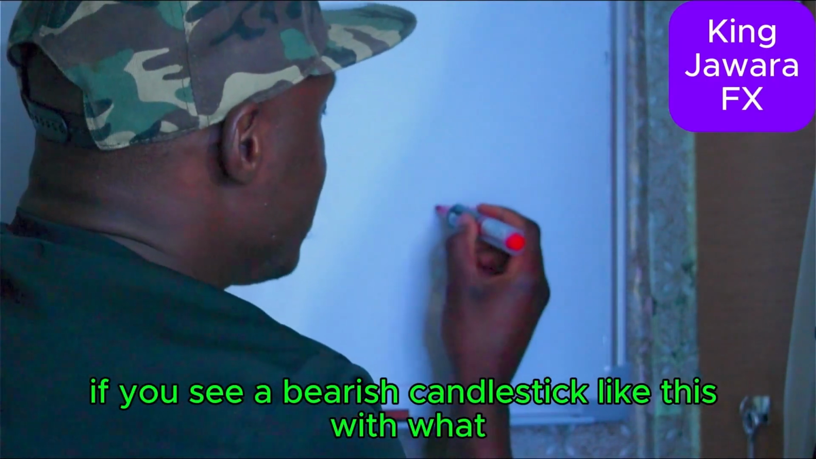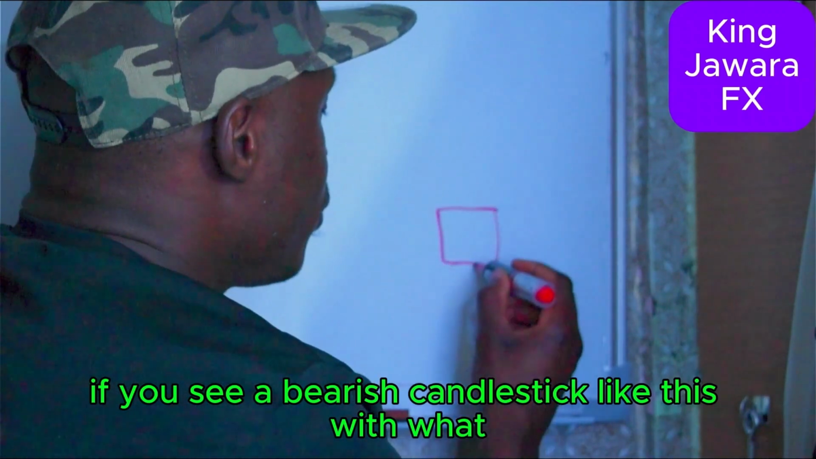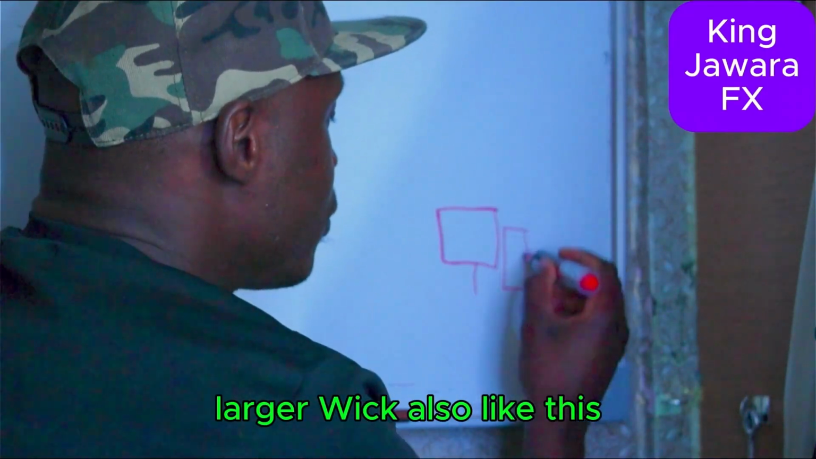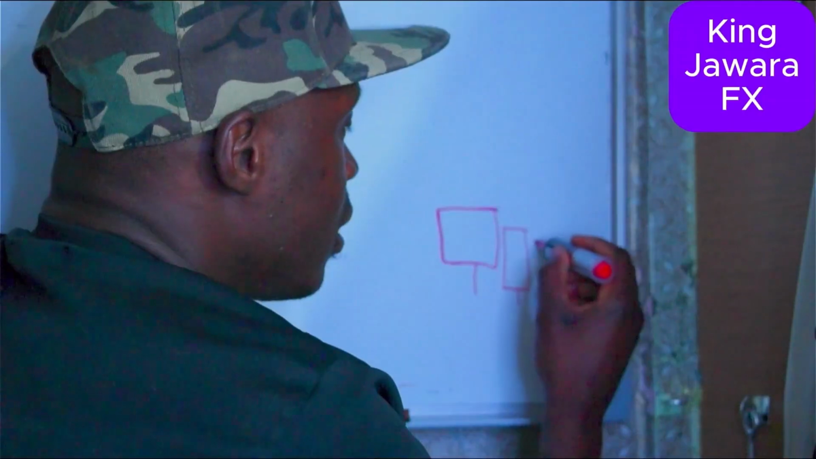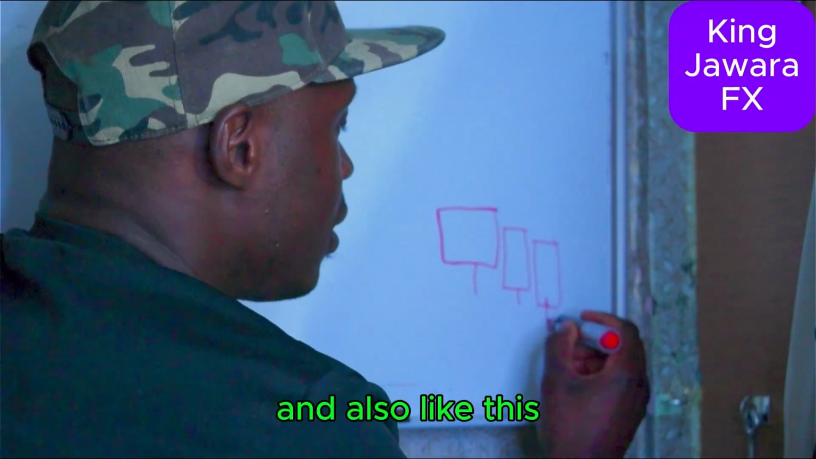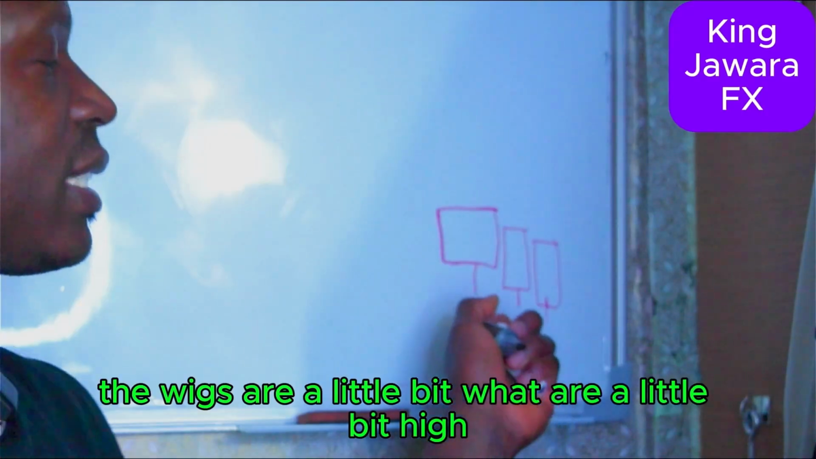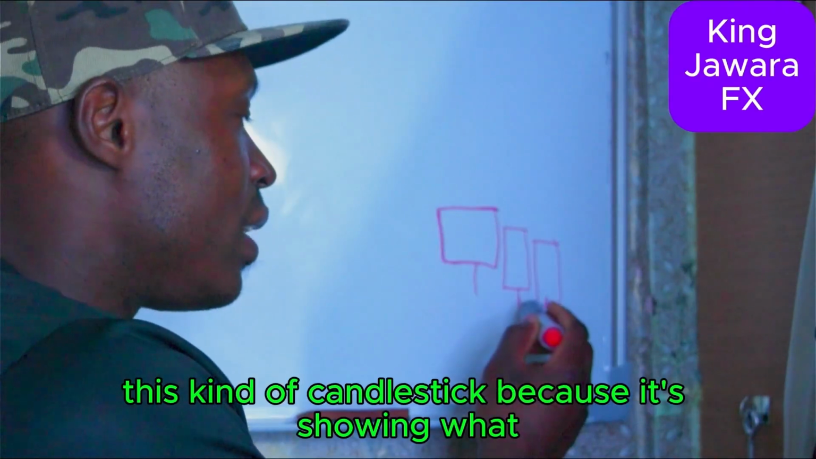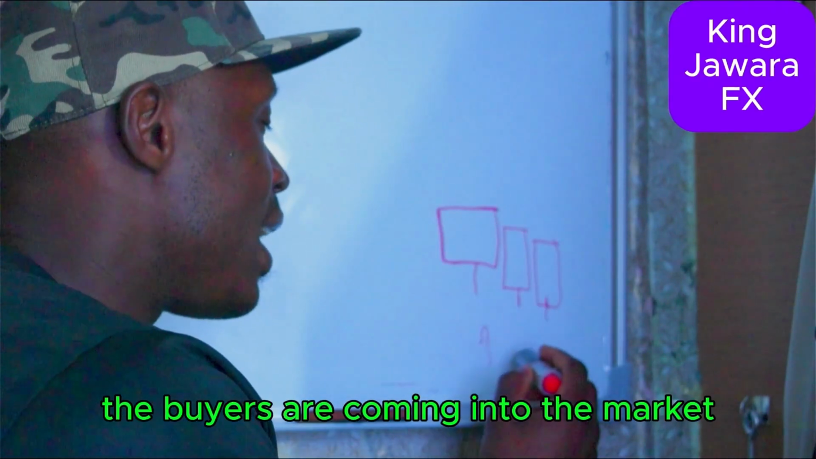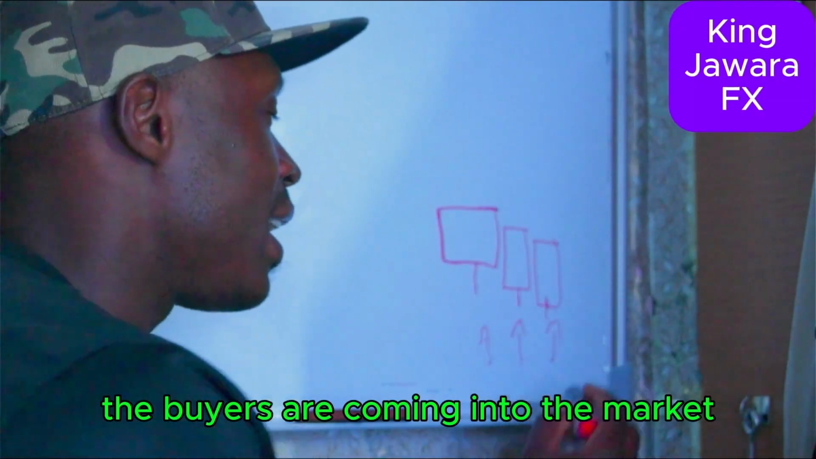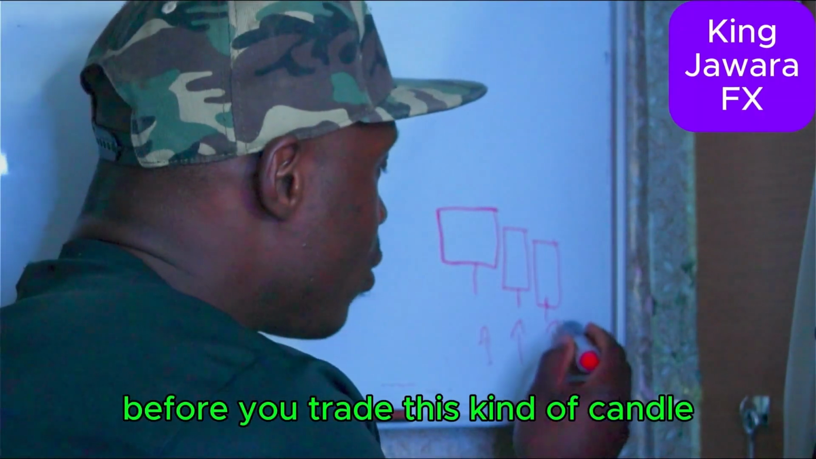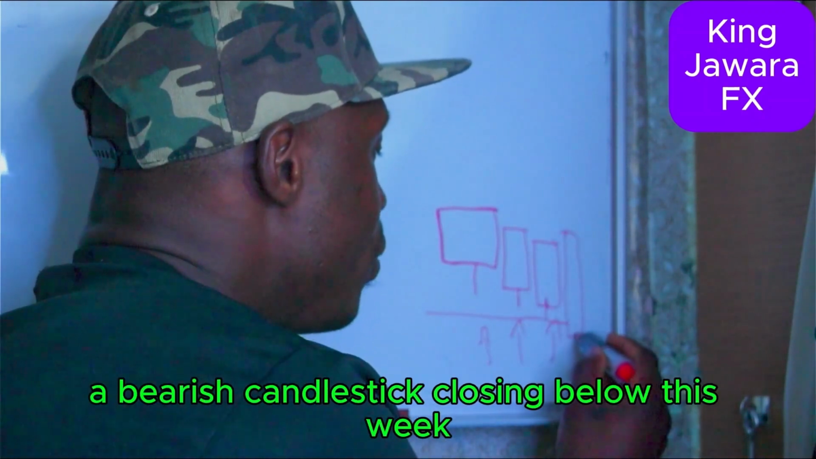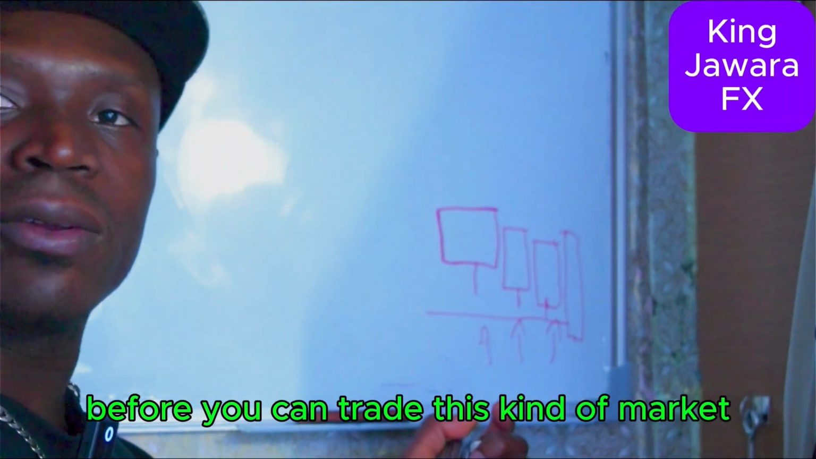If we see a bearish candlestick like this, with a little bit larger wick also, like this, and also like this, the wicks are a little bit high. There is no need for you to trade this kind of candlestick because it's showing the buyers are coming into the market. Before you trade this kind of candle, you have to get a bearish candlestick closing below these wicks before you can trade this kind of market.